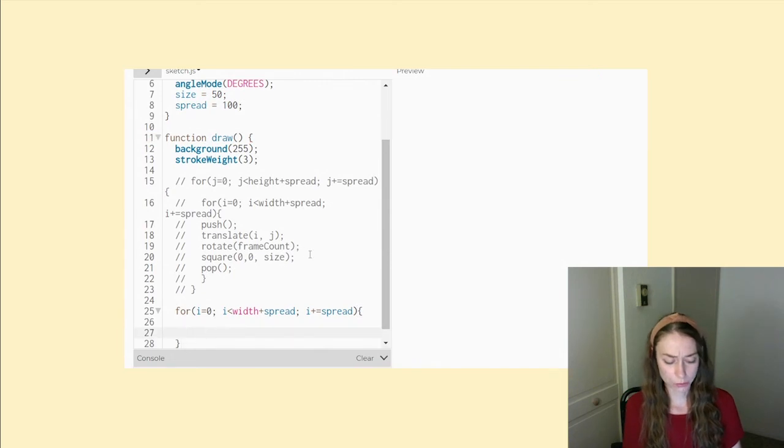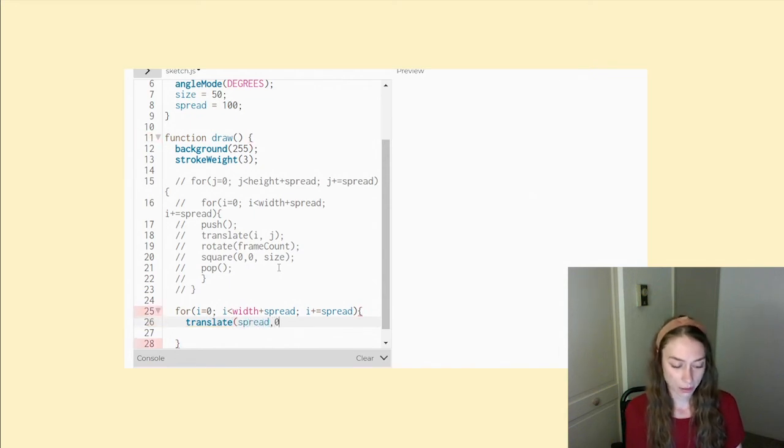So I use my control and then backslash button, or command if you're on a Mac, just to comment out my code. Now I'm going to create a very similar for loop. And I'll even do the same counters. For this first one, I am going to translate by spread each time and then by 0.